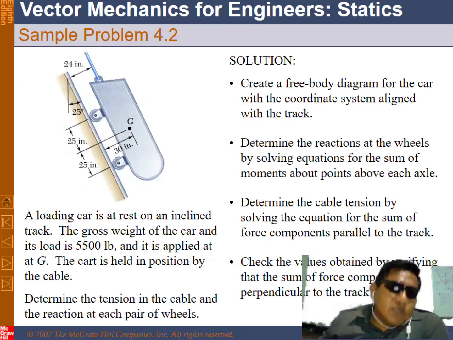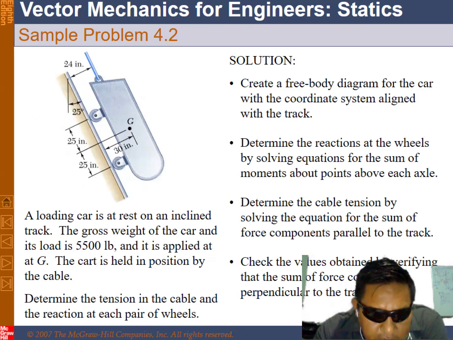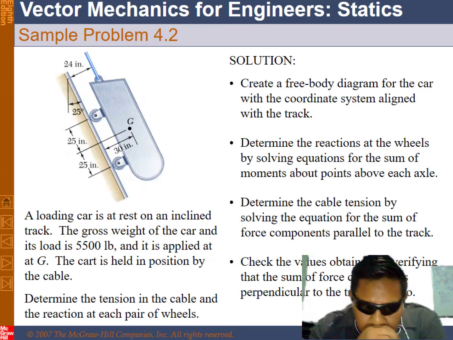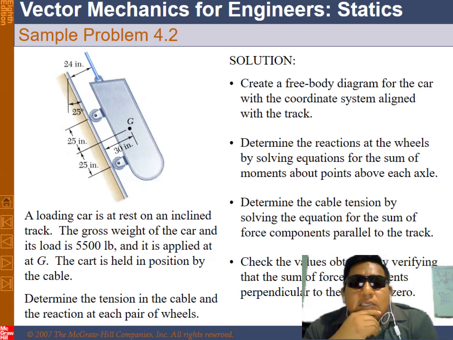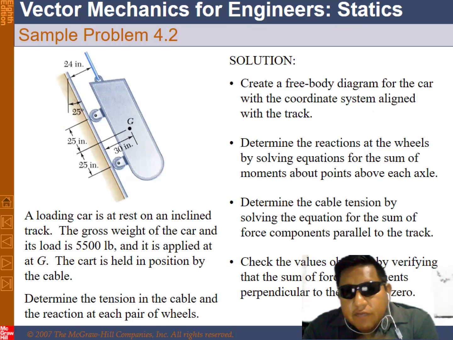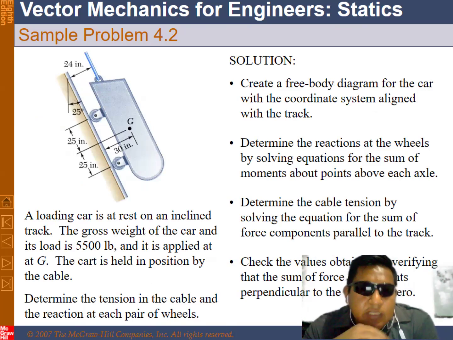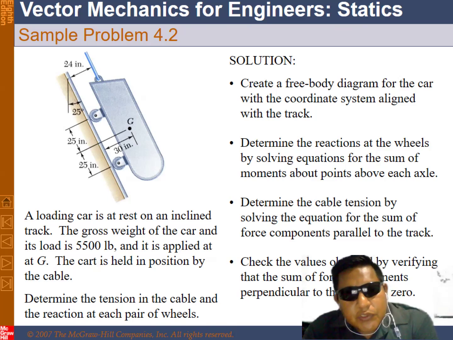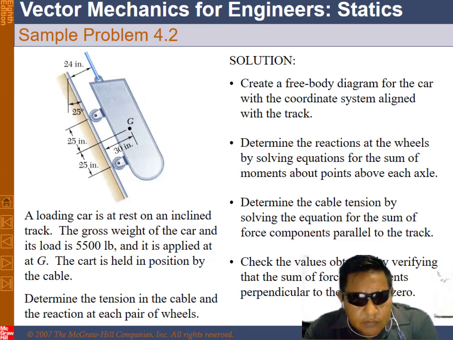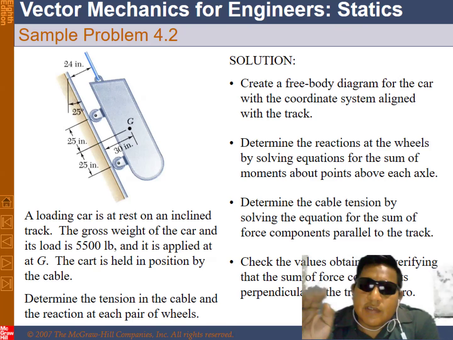A loaded car is on an inclined track, with the angle shown. The gross weight of the car and its load is 5,500 pounds, and it is applied at the point G. The car is held in position by the cable. Determine the tension in the cable and the reaction at each pair of wheels. Solution.